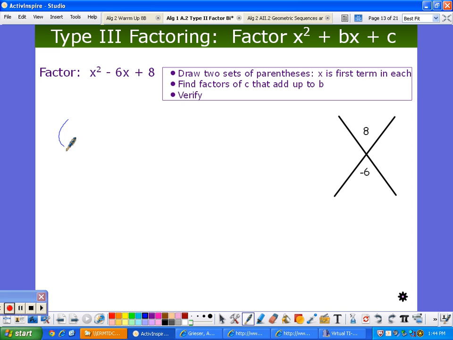Real quick, let's do this one. x. Two numbers multiply to 8, but add to negative 6. Negative 4, negative 2. Stick them in. Is this going to take a while to get used to? But you will. And that really is a nutshell. Questions?